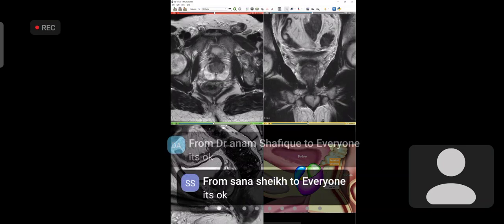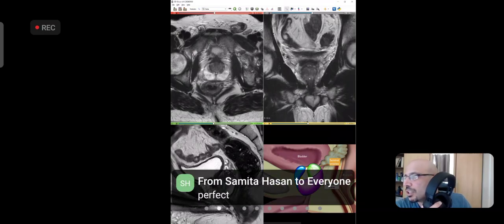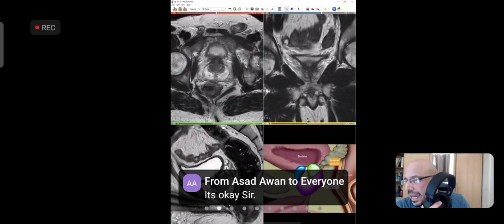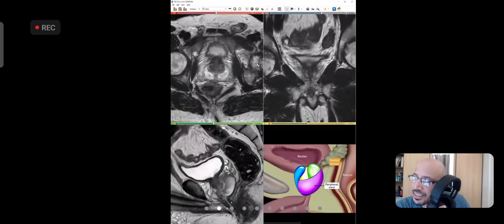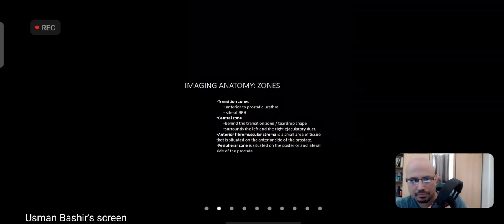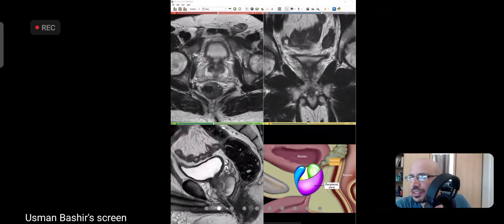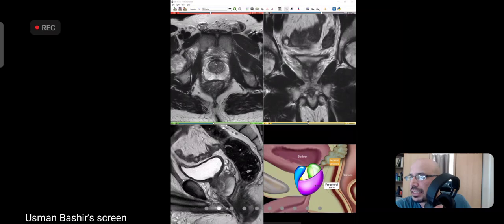So okay, fine. It's a pyramid-shaped organ just below the neck of the bladder here, and it ends above the urogenital diaphragm, which is that muscular sheet that separates the perineum from the pelvis. In between them lies the prostate gland. The prostate gland itself has a posterior surface that abuts the rectum, lateral surfaces, and the anterior surface.